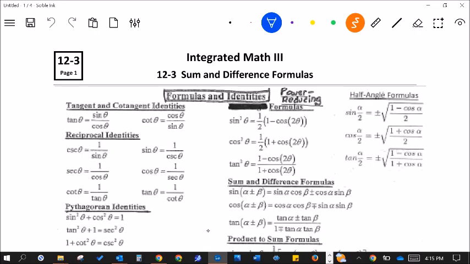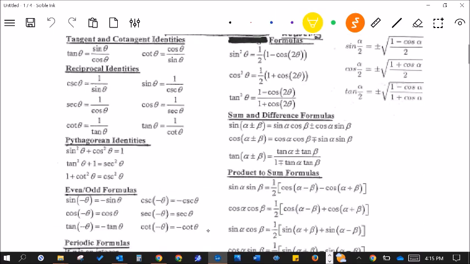This page shows most of the trigonometric formulas and identities that someone needs in trig, and we are going to focus on these sum and difference formulas. A very important thing to notice is that in order to fit this onto one page, there's an issue with the pluses and minuses.